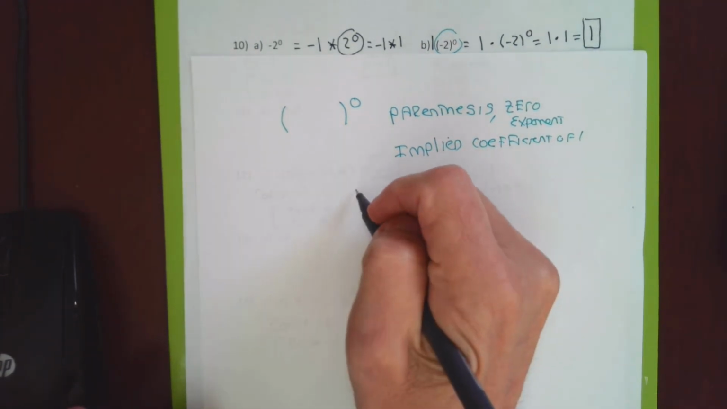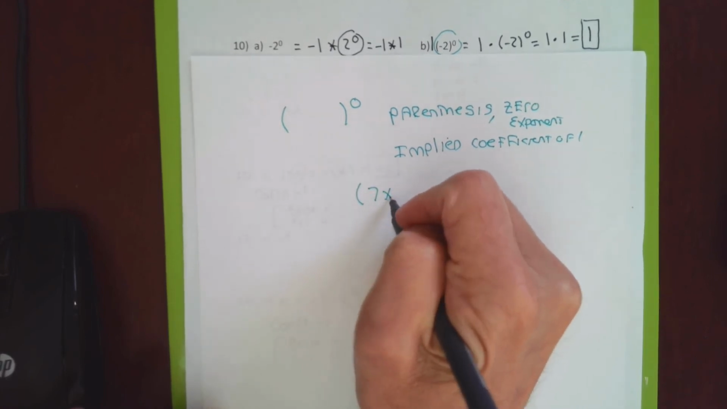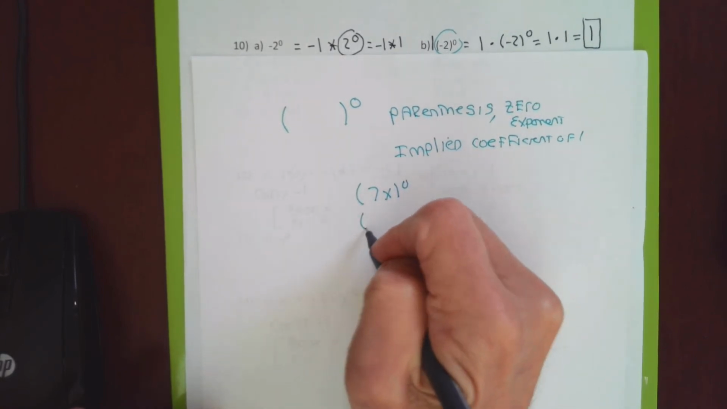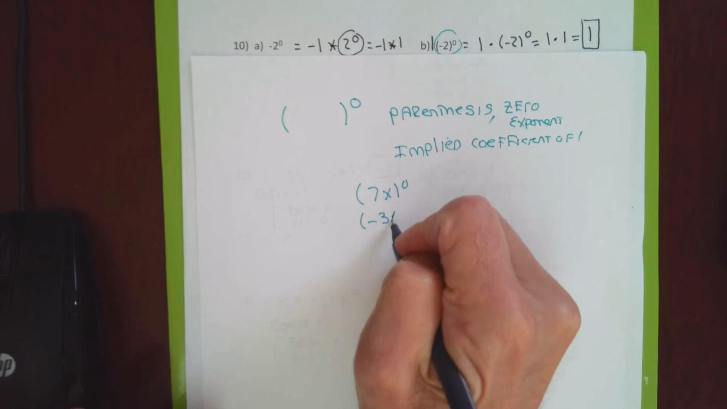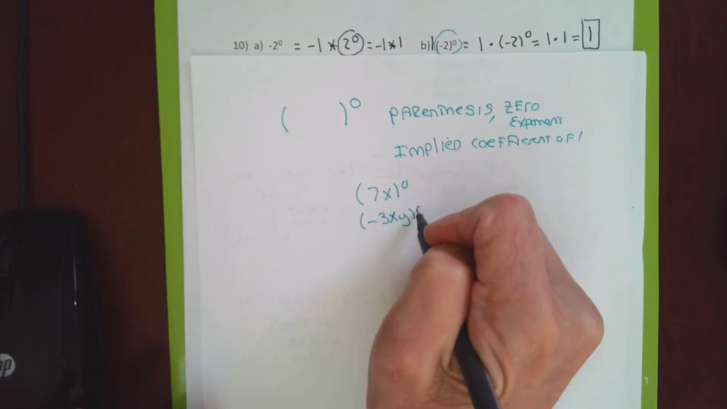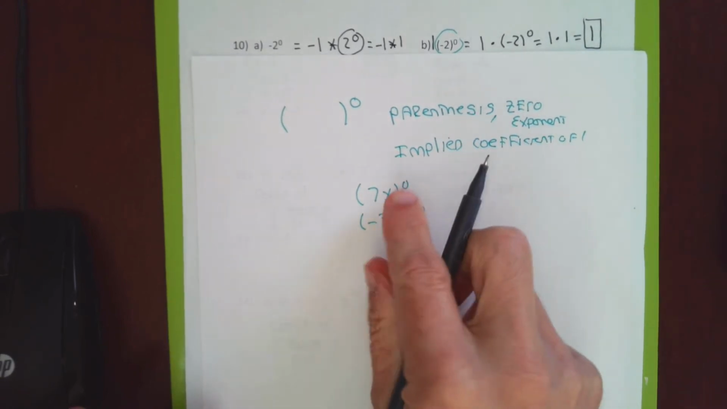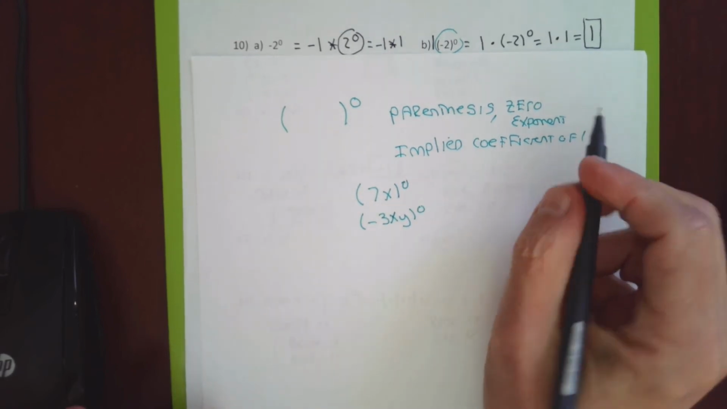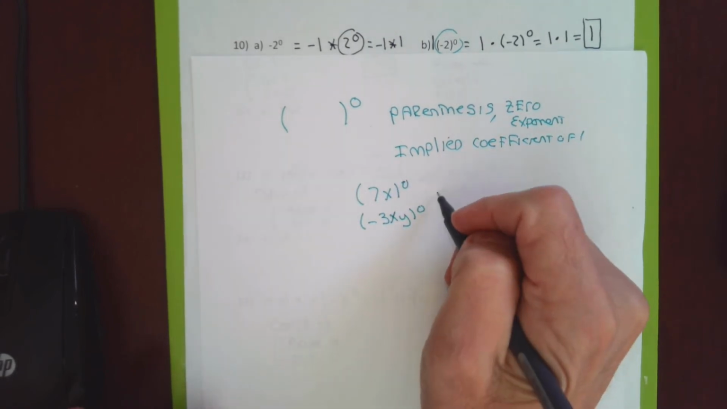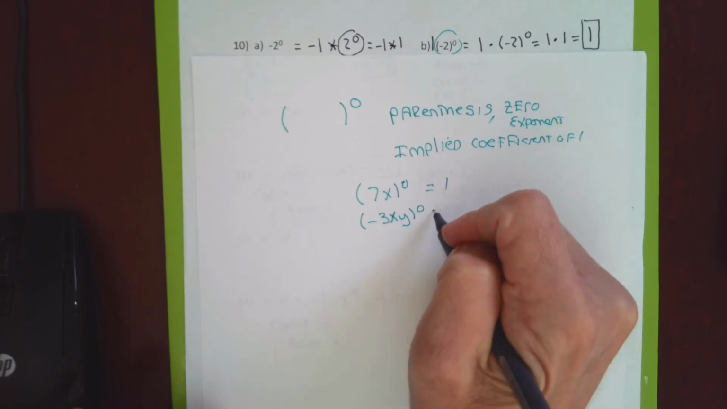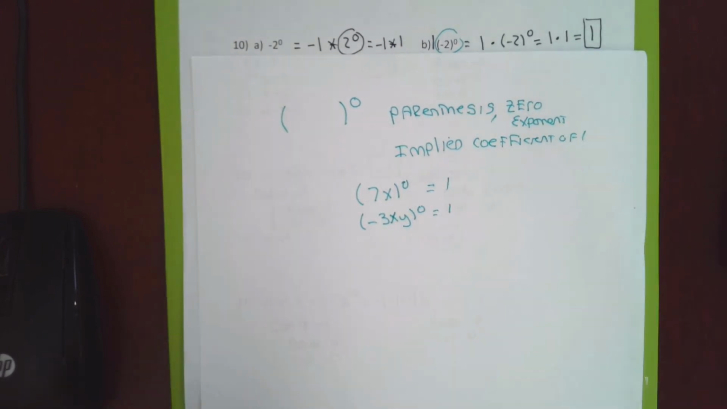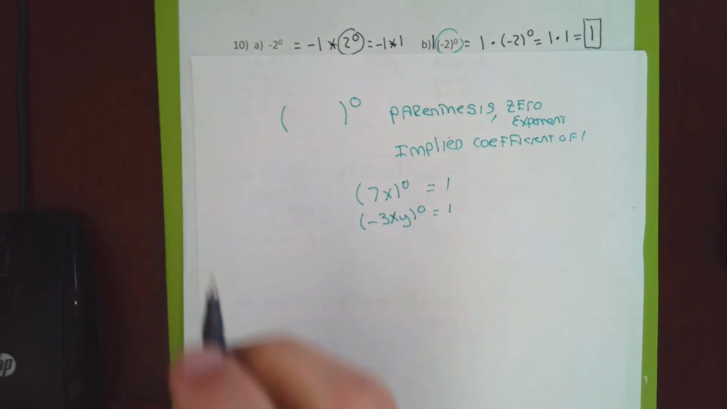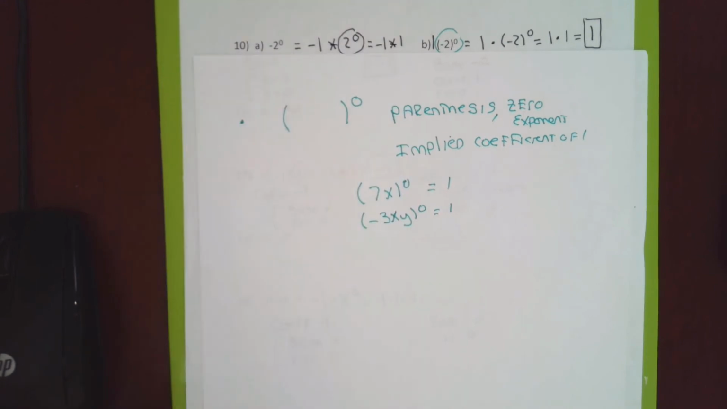So anytime I have something like 7x to the 0 power or negative 3xy to the 0 power, if I have a parentheses, a 0 exponent, and an implied coefficient of 1, there isn't a number listed to the left of the parentheses, so that's going to have an implied coefficient of 1. Those will equal 1, and so that's one big case where you're going to get a 1.